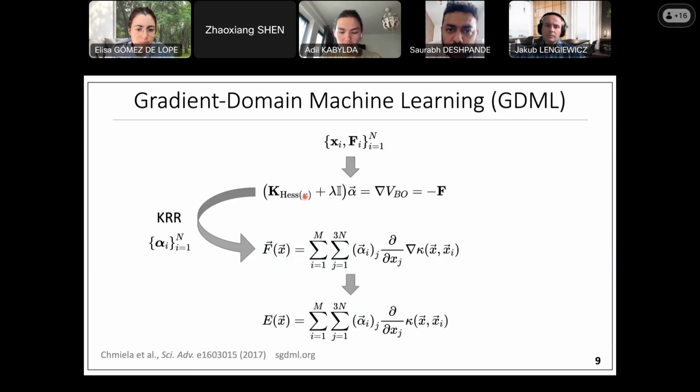So we take the Hessian of this kernel and learn on it. It's a Gaussian kernel, you're multiplying with something and you're taking the Hessian of that. Okay. Yeah. Okay, thanks.